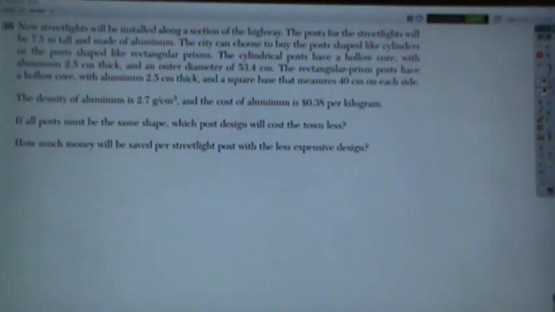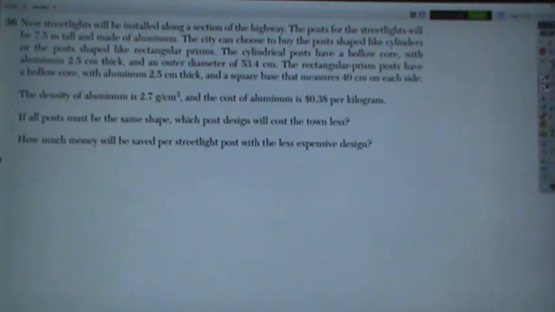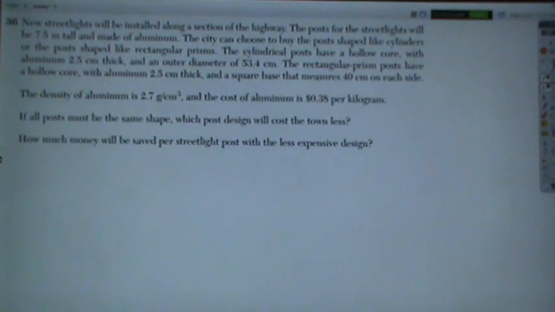This was one of the more difficult Regents problems that I've ever seen, to be honest with you. It says that new street lights will be installed along a section of the highway. The posts for the street lights will be 7.5 meters tall and are made of aluminum. The city can choose to buy the posts shaped like cylinders or the posts shaped like rectangular prisms. The cylindrical posts have a hollow core with aluminum 2.5 centimeters thick and an outer diameter of 53.4 centimeters.